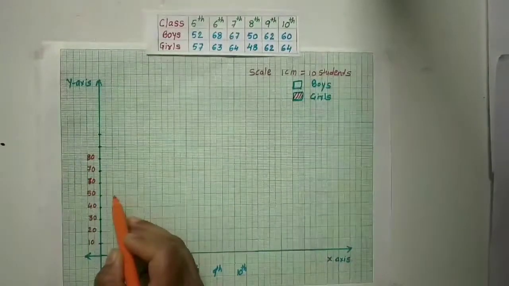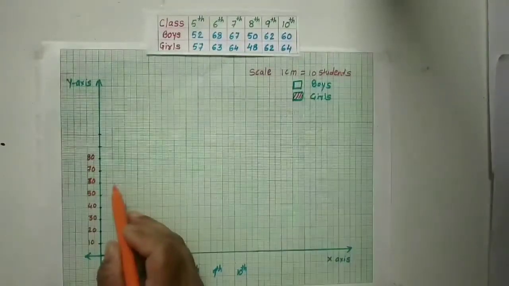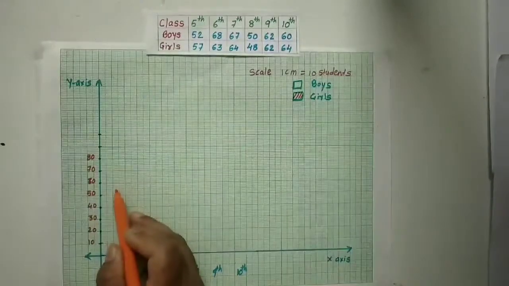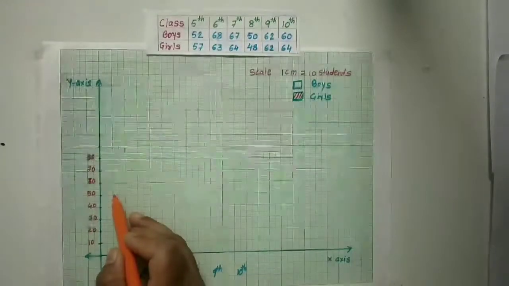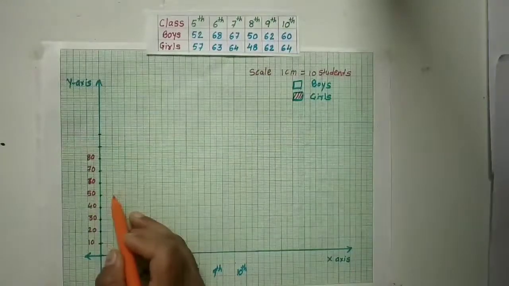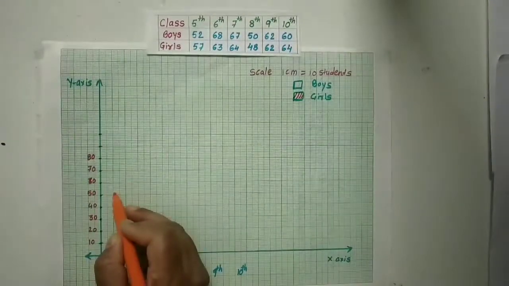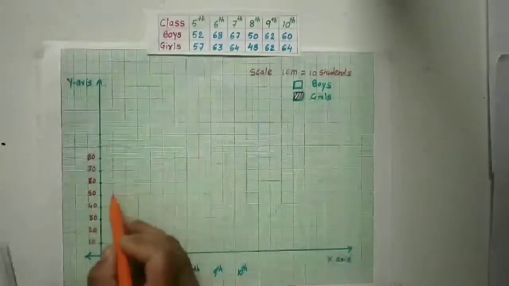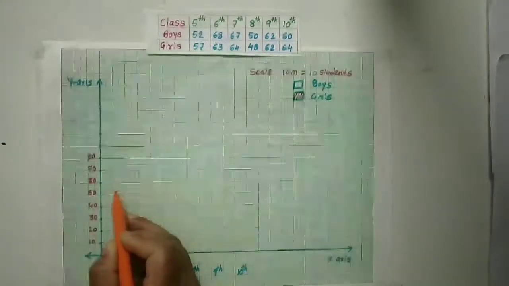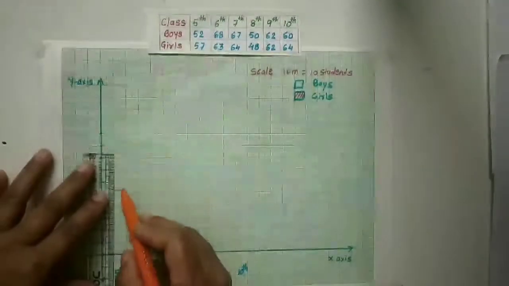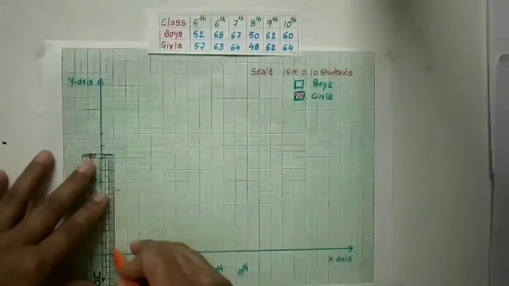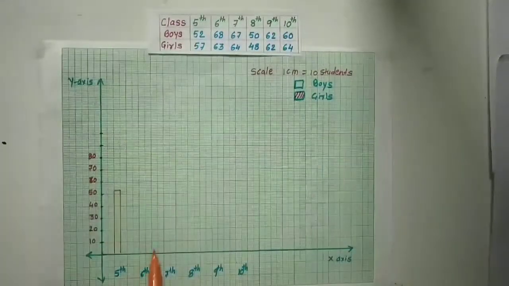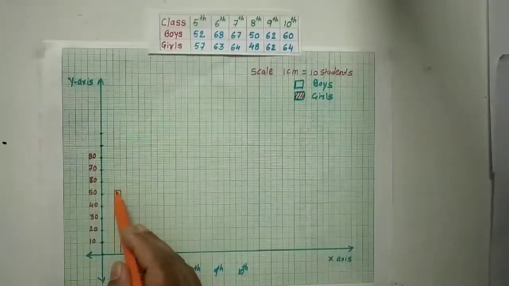This is 50 and 50, and small lines, 10 small lines are there between two broad lines. That means it is 1 millimeter we can say. And this is 1 centimeter. So 50 and 50, after 50 small lines to 52 up to here. So draw the bar over here like this. So this is 5th standard. How many boys? 52 boys.